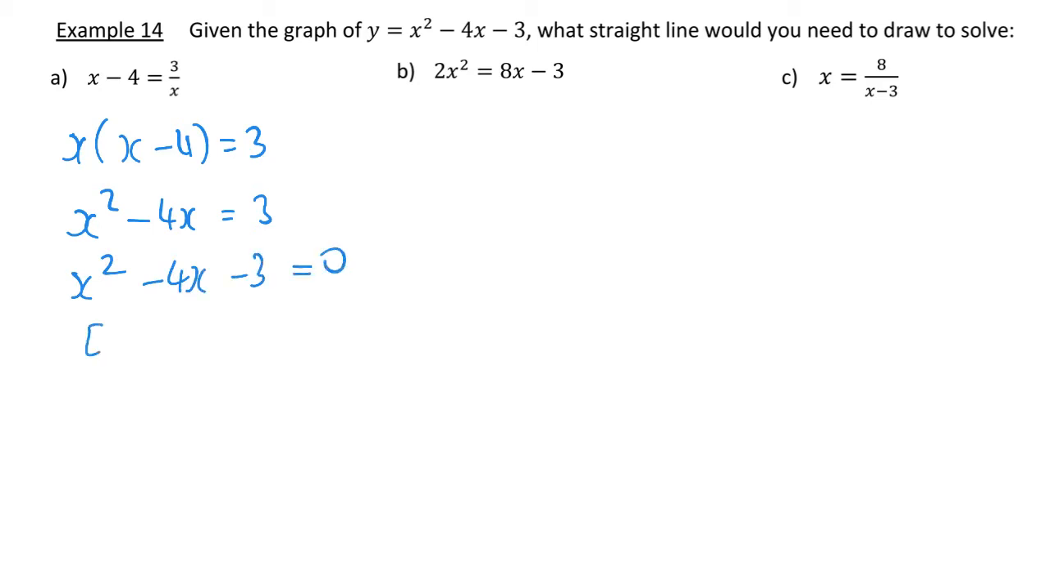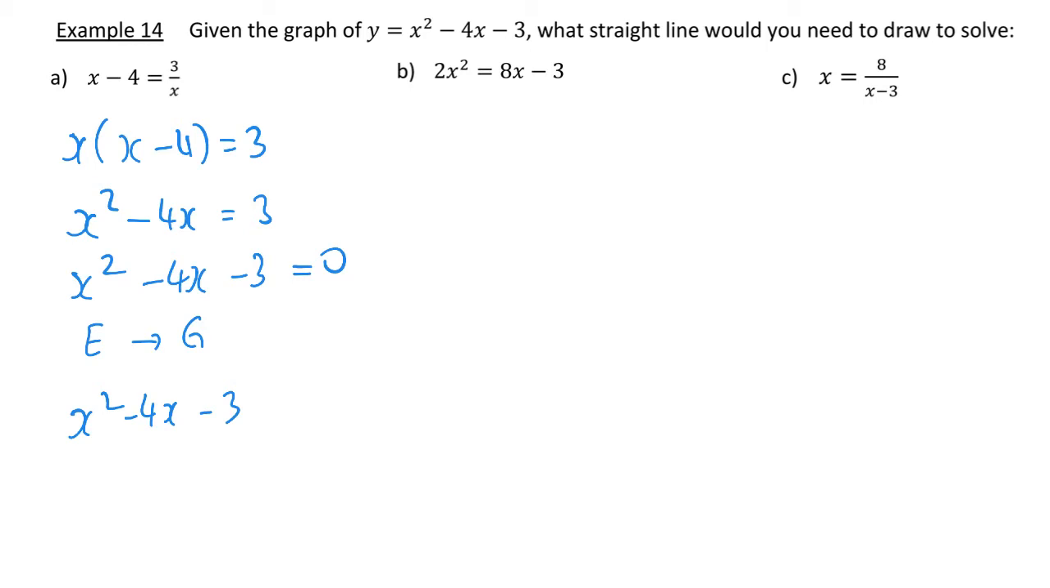What we need to do is get from the equation to the graph. The graph that has been drawn is x squared minus 4x minus 3. To get from the equation to the graph, we don't need to do anything.